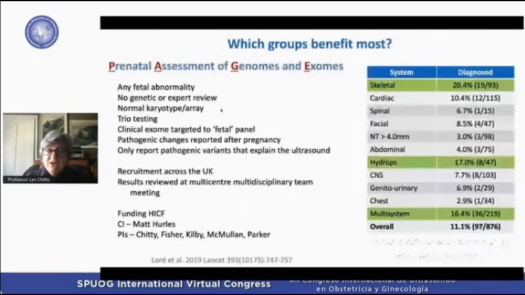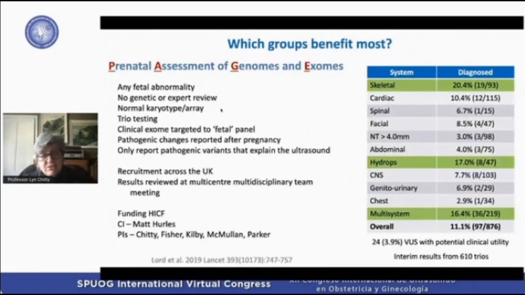So there have been 2 large studies, one in the States and one from us in the UK. This is the PAGE study, which sequenced about 800 fetuses with any abnormality and no genetic or expert review. And all of those cases had a normal karyotype or array. Mum, dad, and the fetus were sequenced. And we did a targeted analysis. So we analysed it for a targeted fetal panel. And the pathogenic changes are reported after pregnancy.